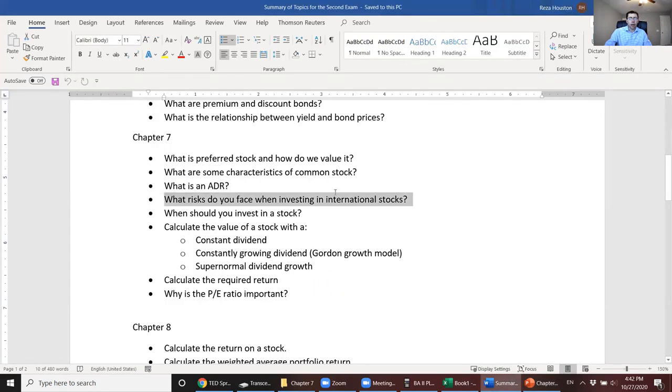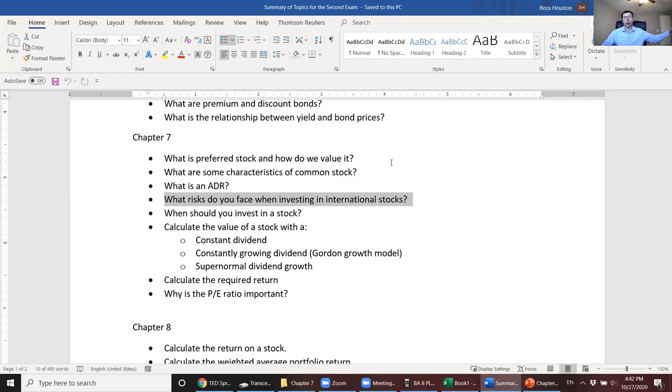Okay, next, what risks do you face when investing in international stocks? The two big risks that we face in international investment that we don't normally face to the same degree in the US are currency risk and political risk. So currency risk, or exchange rate risk: this is the risk that during the period when you're investing in some foreign asset, there's going to be a change in the exchange rate between the dollar and whatever that local currency is.